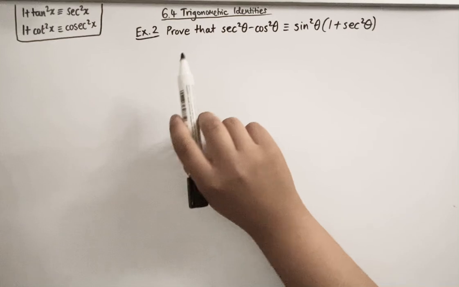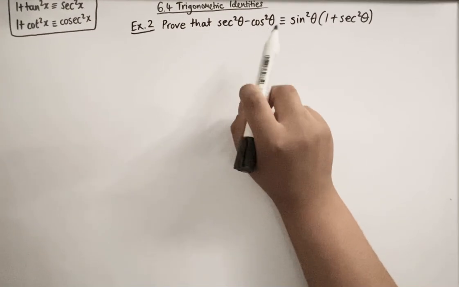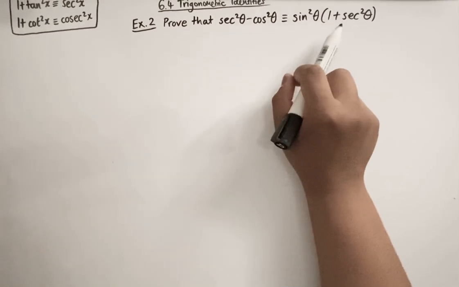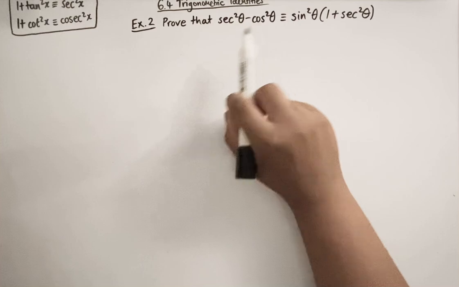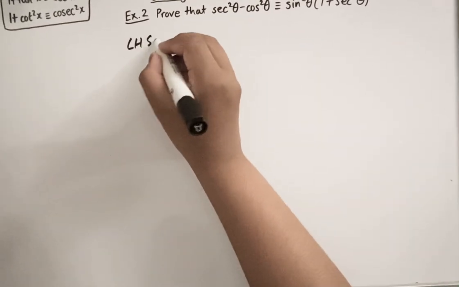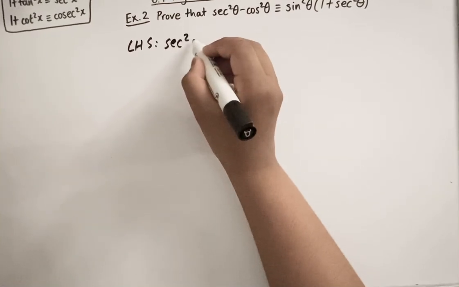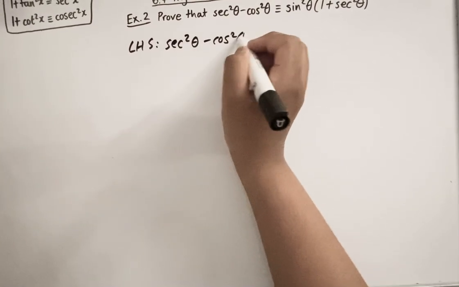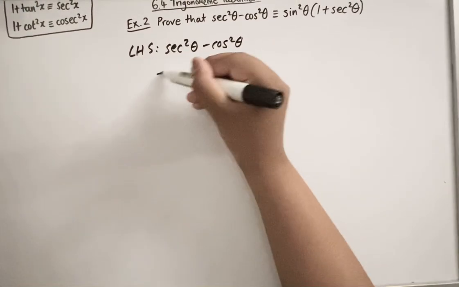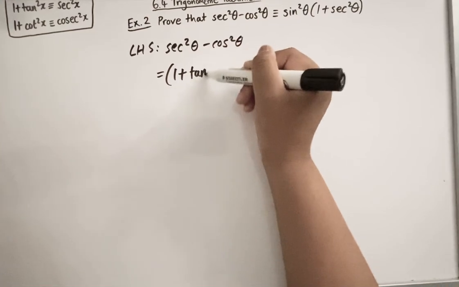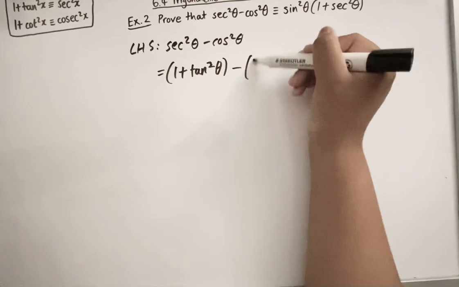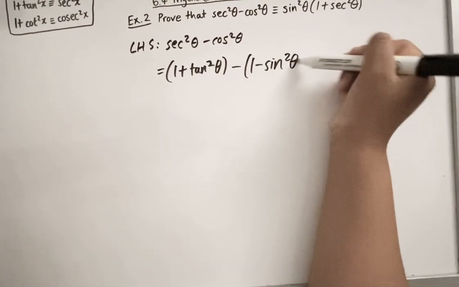Let's do another example. Let's prove that sec squared theta minus cos squared theta is the same thing as sine squared theta multiplied by 1 plus sec squared theta. For these type of questions, you can either start from the left-hand side or the right-hand side. For this, I'm going to start with the left-hand side. We start with sec squared theta minus cos squared theta. We can rewrite sec squared as 1 plus tan squared, so there's going to be 1 plus tan squared theta. And we know cos squared theta is 1 minus sine squared, so we're going to rewrite it as 1 minus sine squared theta.